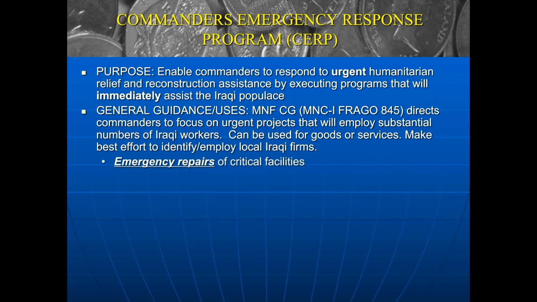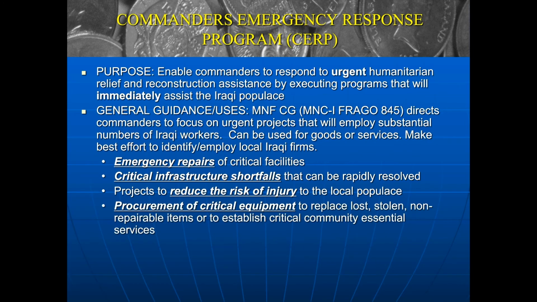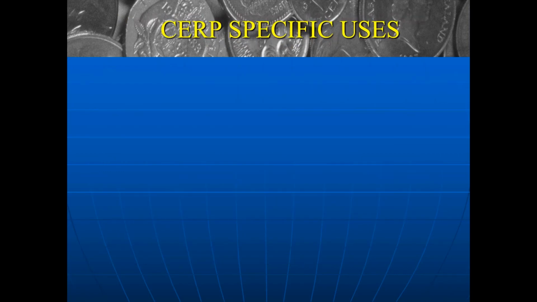This can help with emergency repairs of critical facilities, critical infrastructure shortfalls that can be rapidly resolved, and projects to reduce the risk of injury to local populace, procurement of critical equipment to replace lost, stolen, non-repairable items or to establish critical community essential services, rapid reconstruction following combat operations. C7 or C9 generally the first stop on the MNC-I staff.